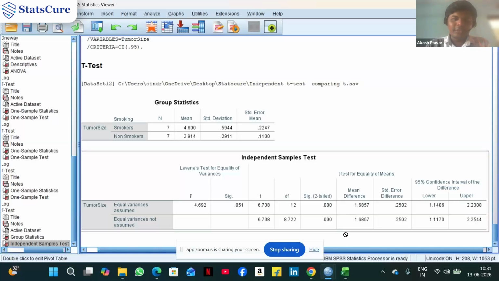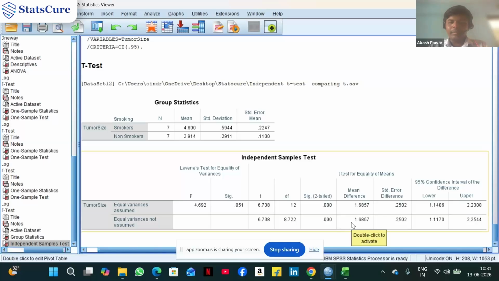Just a question to the observers: since the p-value is less than 0.05, which is significance as Sir said, what do we conclude? The means are similar to each other or different from each other? Anyone can comment. Is the tumor size in smoker and non-smoker groups significantly different, or is it equal based upon the p-value?